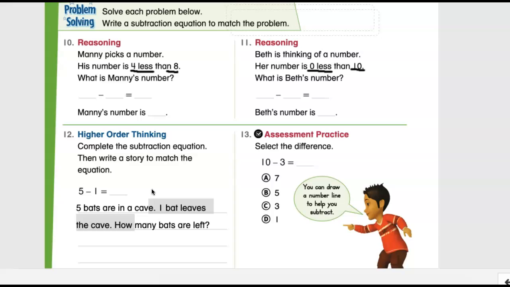So if you're not sure how to spell some things, I understand that. But I want in your problem to have the number 5, tell me that 1 left, and I want you to say how many blank are left. I want to see that in your problem. So go ahead and pause the video so you can work on number 12, because number 12 might take you a couple minutes to complete. But I'm going to start talking about number 13. So go ahead and pause the video, and then when you're done working on number 12, we'll talk about number 13.